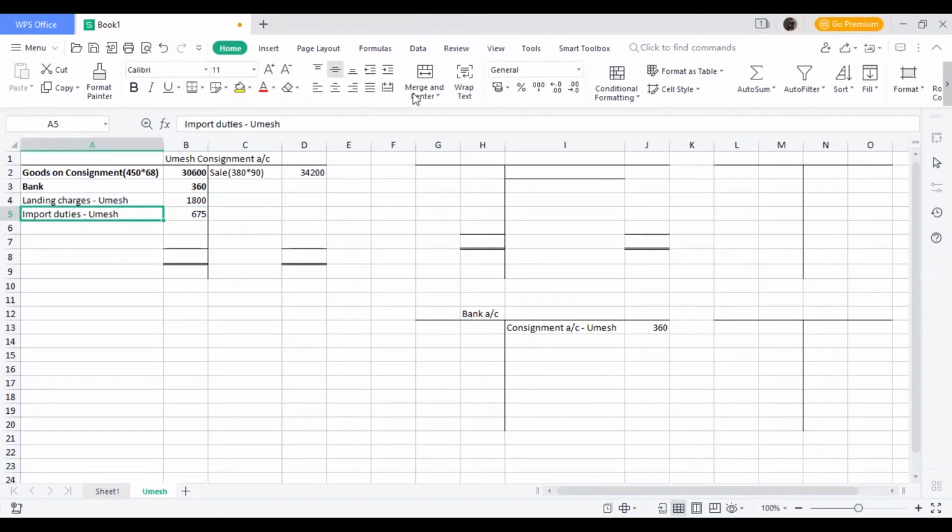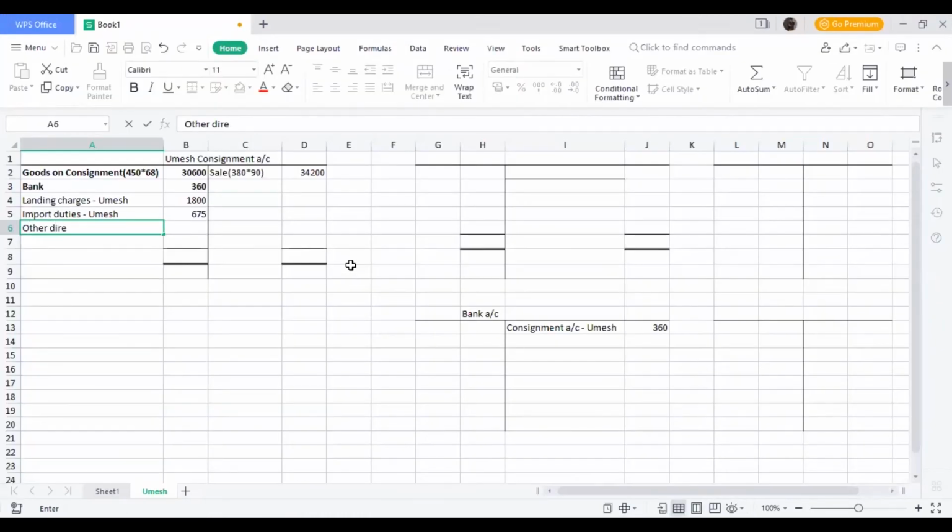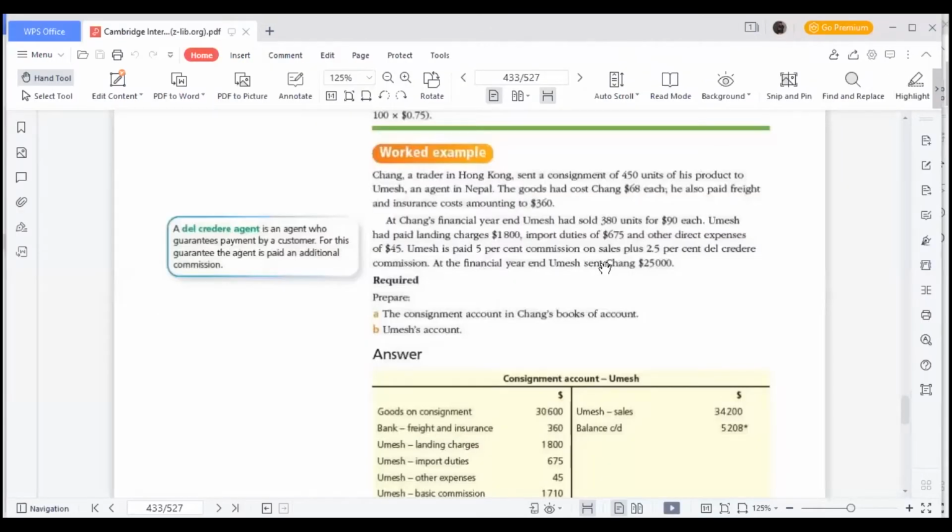Now after doing this, what do we have? We have the next adjustment, other direct expenses, which is 45. So I'll write here other direct expenses, also Umesh, 45. Easy as that. Now we have taken the considerable accounts into adjustments. Now what do we need to know? The commission this person is having, and also the balance carried down value.